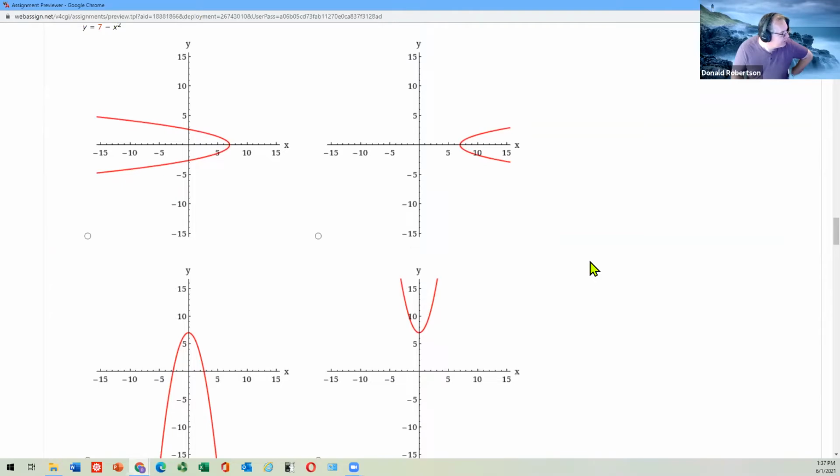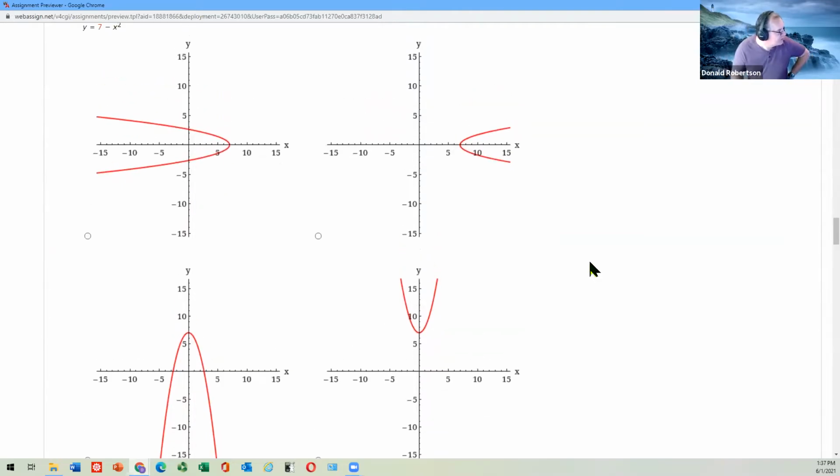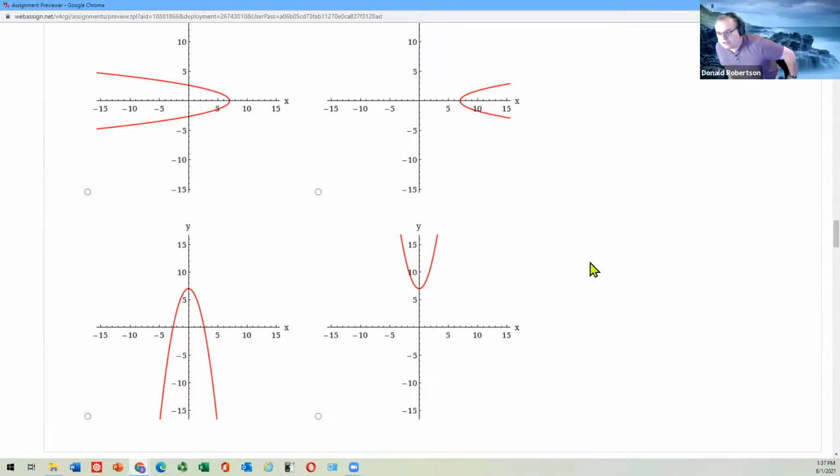Okay, I'll just hide the question. Which one of these is 7 take away x squared? I haven't written it that way, but one of these is 7 take away x squared. If I called it negative x squared plus 7, would that help? It's also the bottom left. Oh, yes it is. God, that's annoying.